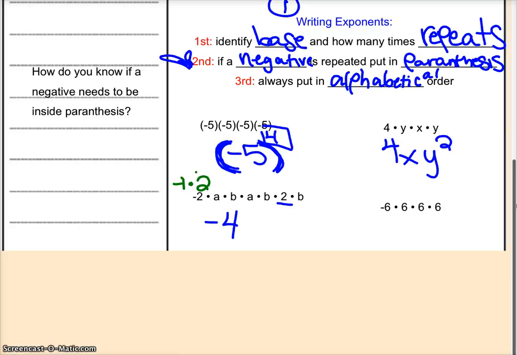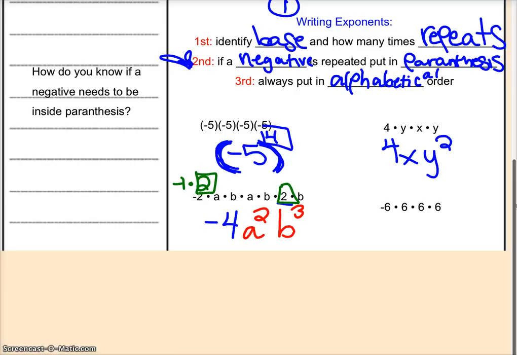So really the only thing repeating is the 2. Don't put it in parentheses. They are not together. Okay? A, how many A's do I have? A squared. How many B's? 3. B cubed. So final answer is negative 4A squared B cubed. Okay?